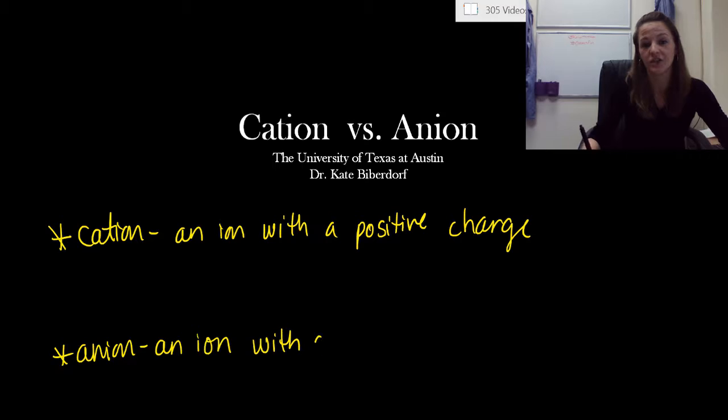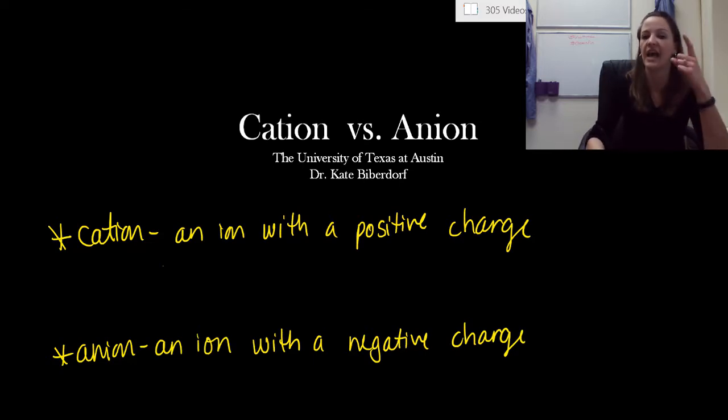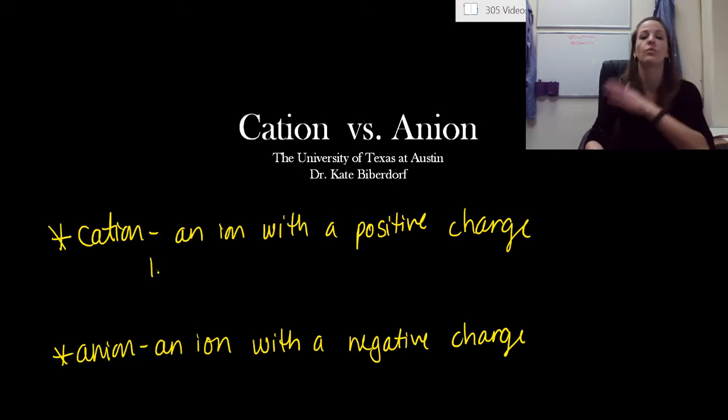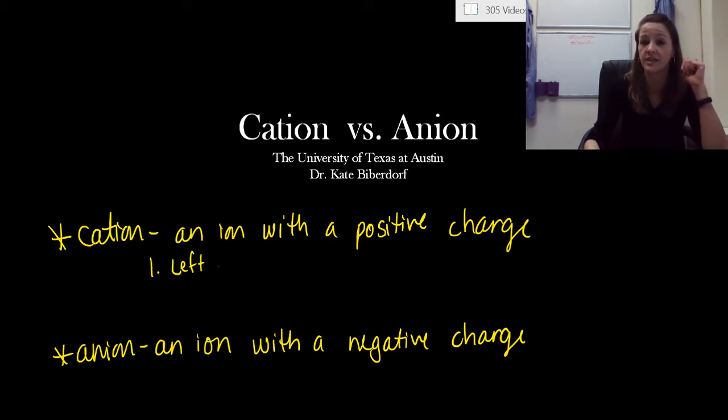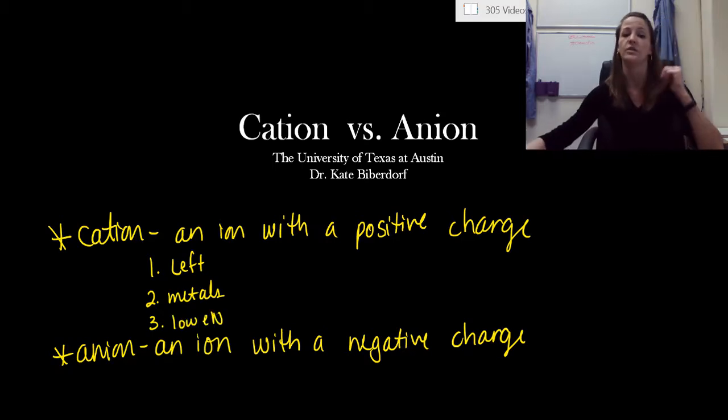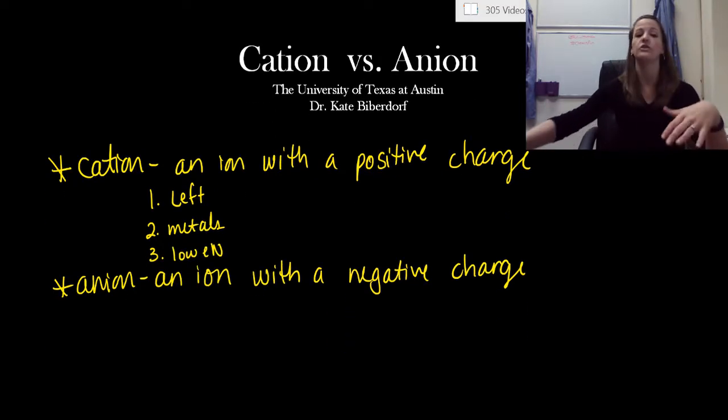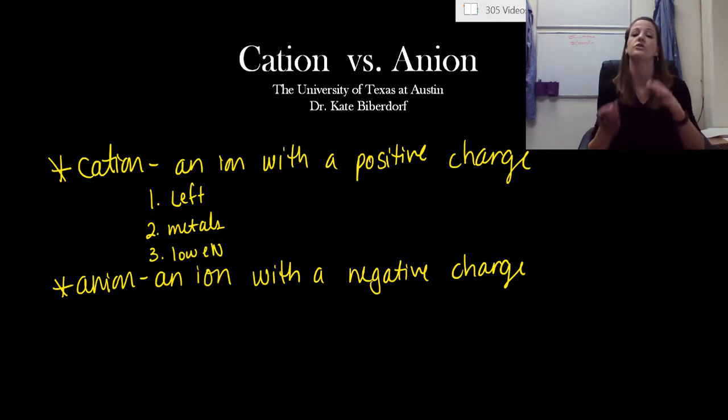with a negative charge. There are three different things that I want you to be able to identify very, very quickly whenever I say a cation or an anion. The first thing is, where are they usually located on the periodic table? The cations are usually on the left side of the periodic table. They are usually metals. And the last thing is that they usually have very low electronegativity. So cations have the positive charge, they're usually on the left side of the periodic table, they're usually metals, and they usually have low electronegativity values.